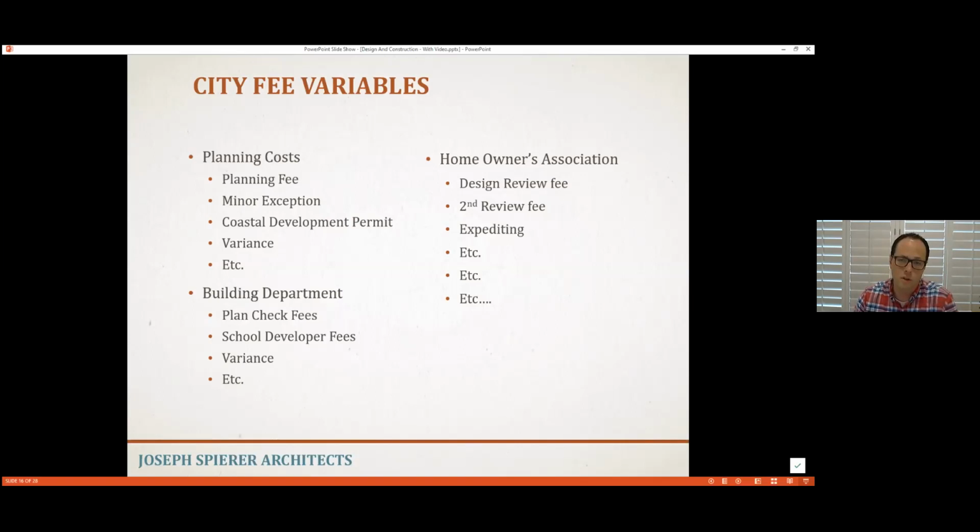And then a homeowners association, right? In PV, you have the art jury, they're the HOA there. And then in Rolling Hills, you have the architectural committee. I'm on that one, so I review everything that goes through there. And every one of these departments needs its own fee in order to review these things and in order to give you corrections and extend the process.